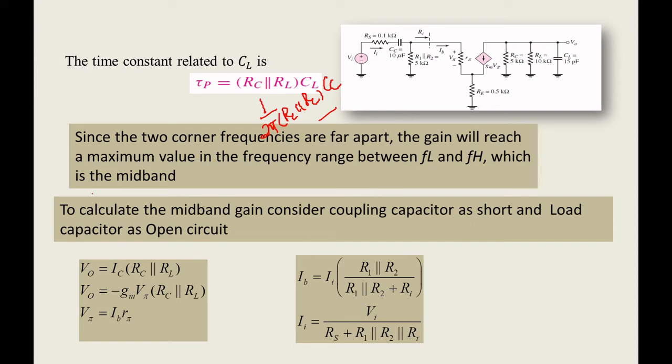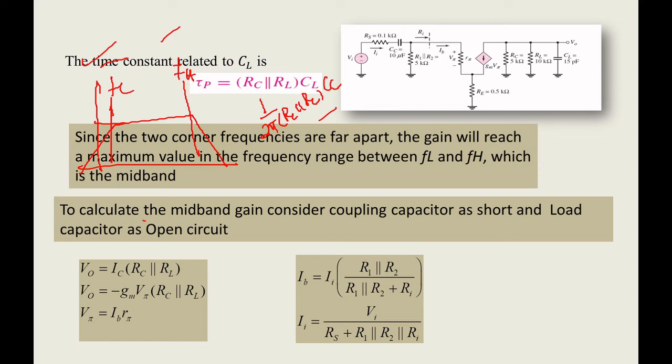You can see here the midband gain is quite high, and the corner frequencies are far apart. Your response will be something like this. This is your FL and this is your FH. So what they are saying is the two corner frequencies are far apart. The gain will be at its maximum value in the frequency range between FL and FH. Between FL and FH, we have a stable gain because the reactance is 0 at that point. That is called midband gain.